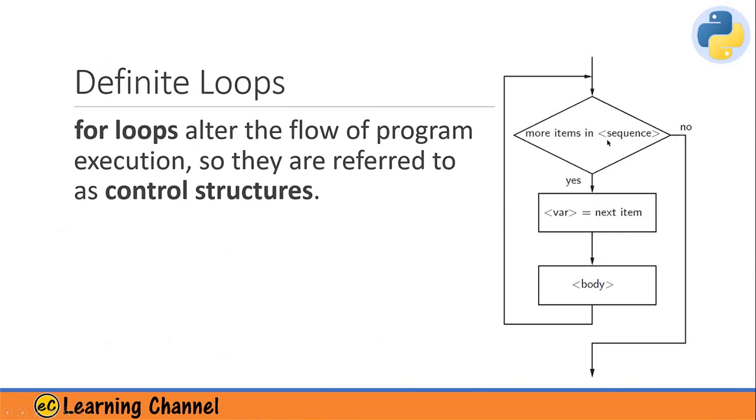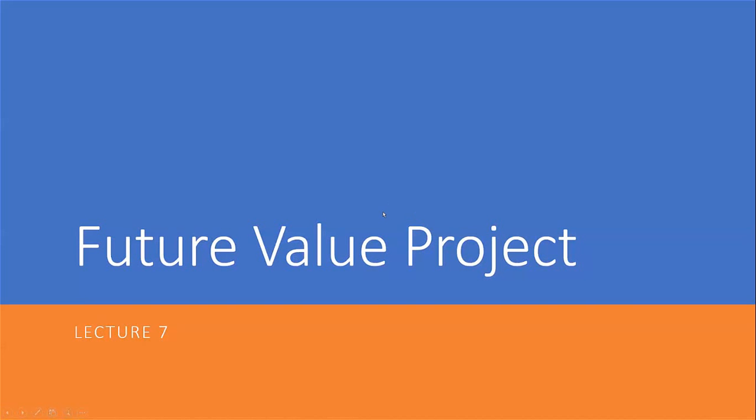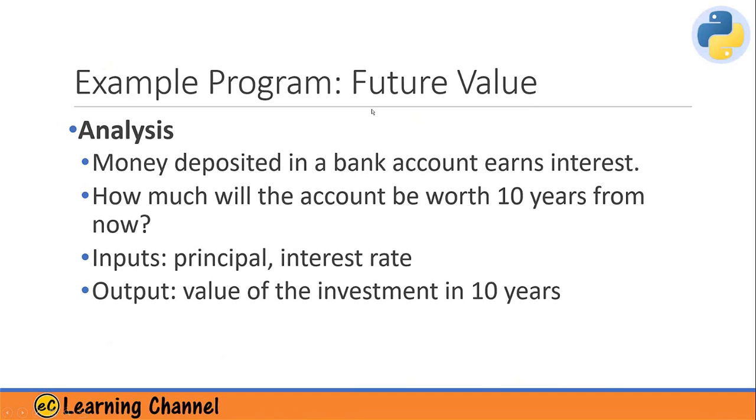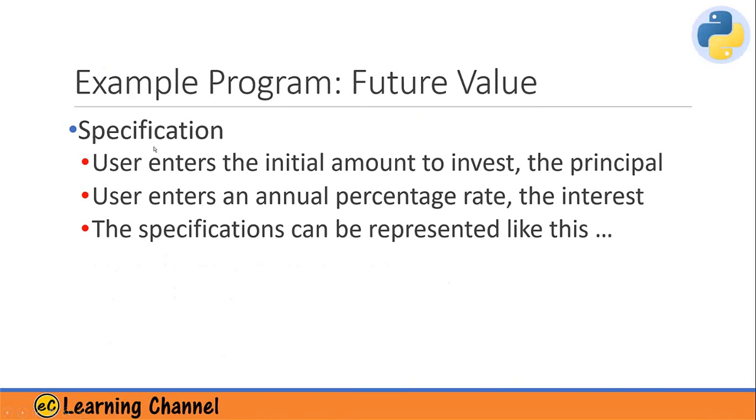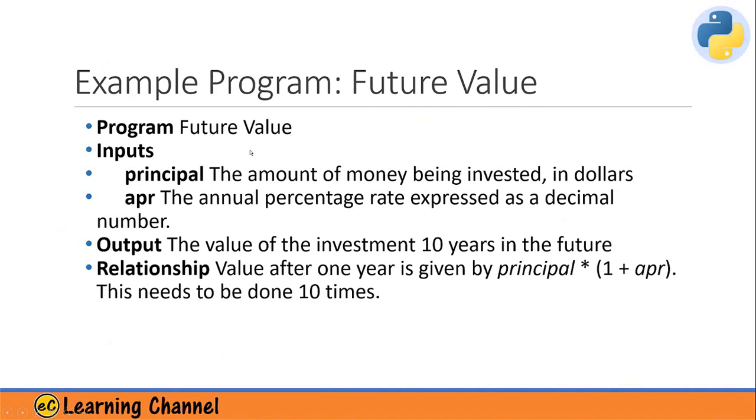So a different loop is the for loop. You check the condition, update, and then go back to check the condition. Future value project. For example, we have a bank account, and then we have a certain interest associated with it, and let's say it's a compound interest. So how much money will I have 10 years later? Initially I have a principal and an interest rate. Every year I grow my money by say 1% or 2%. So that's the spec. The user enters the initial amount of investment, and then enters the APR, annual percentage rate, and your program gets the principal and the APR, and then you need to output.